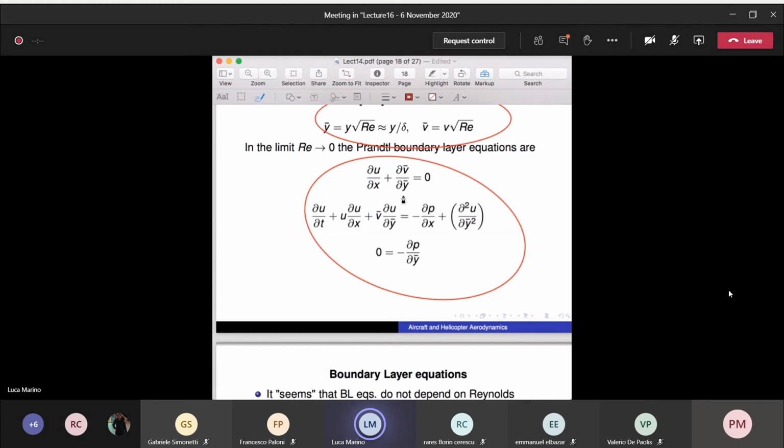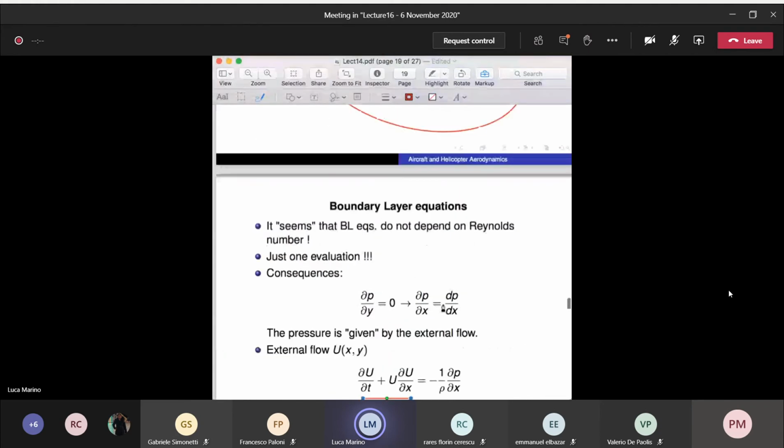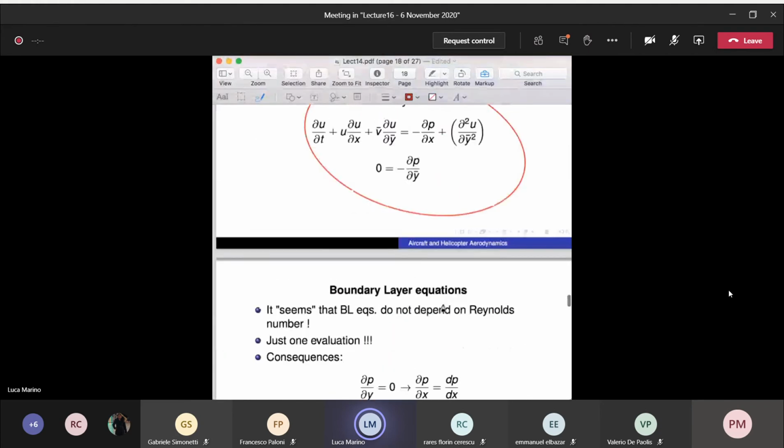But you have to know already the solution of the external flow, so the solution where you neglect the viscosity. So in this sense, the pressure is something that you already know, because what is reported here on the left-hand side is something that you already know. So you have just to put these terms inside the equation here, but it is a known term. Is it clear?